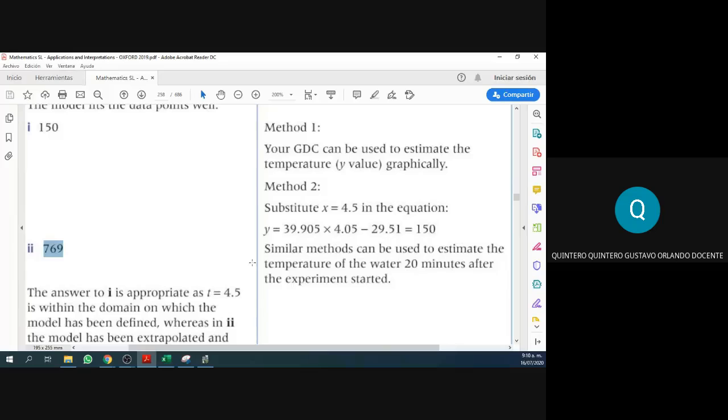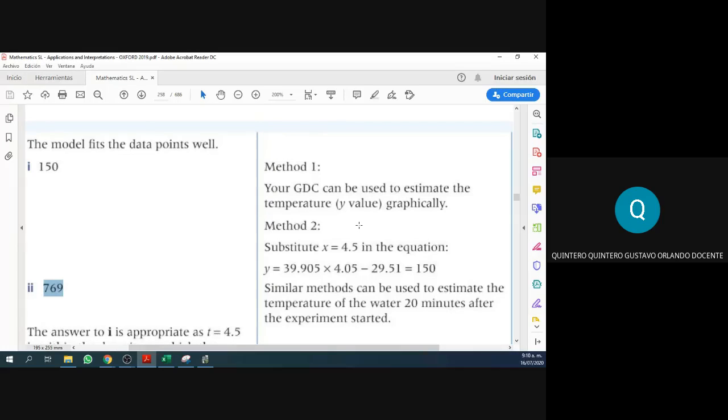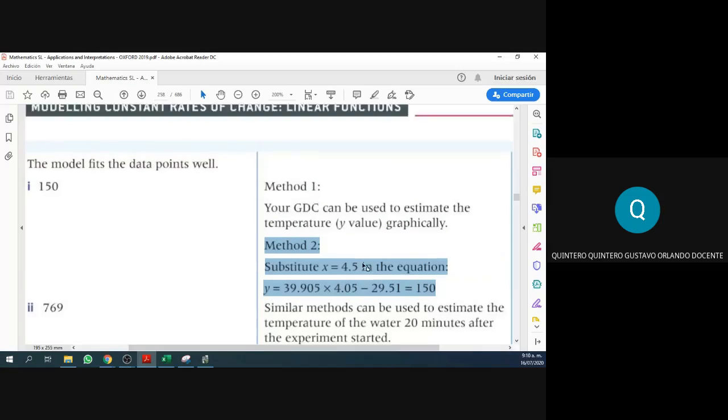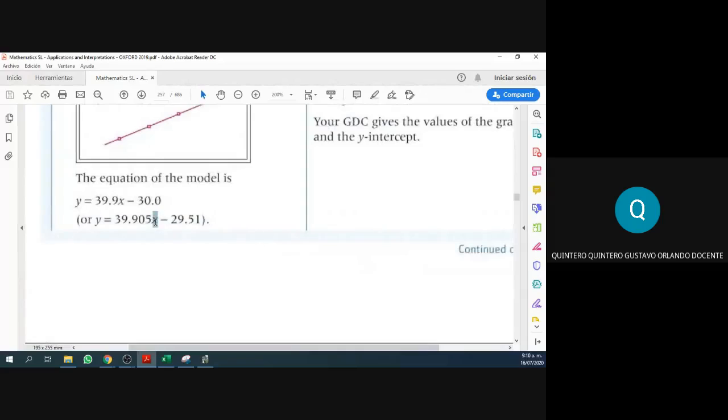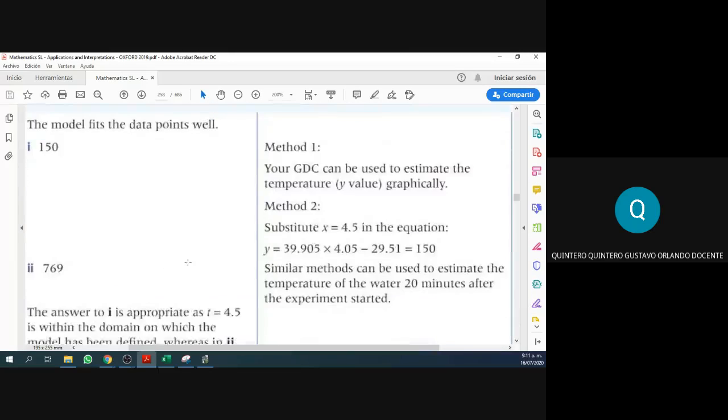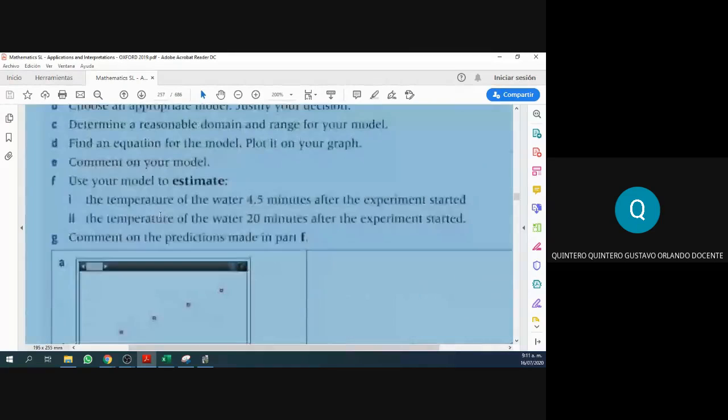All right, cool. So I taught you already the two methods. Number one, use your calculator. This is usually what people do in an exam or a quiz. Method two, simply replace in the function, in the equation, the value that you want to look for. So here, instead of x, change it for 4.5. And for the second question, instead of x, change it for 20. That is it.